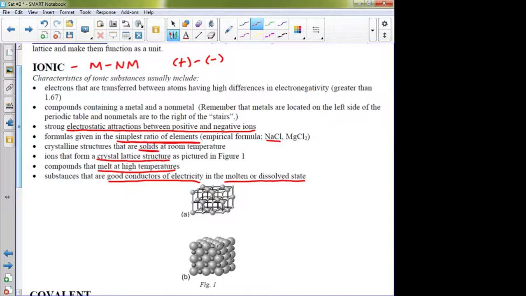That's when they break apart into their separate what? Ions, right? Only when I melt them or dissolve them. When it's in a salt crystal, it's just NaCl bonded together. Is it going to conduct electricity? No, but when I melt it in water, it goes to Na positive and Cl negative. Now can I conduct electricity? Yes, because I've got positive and negative ions.